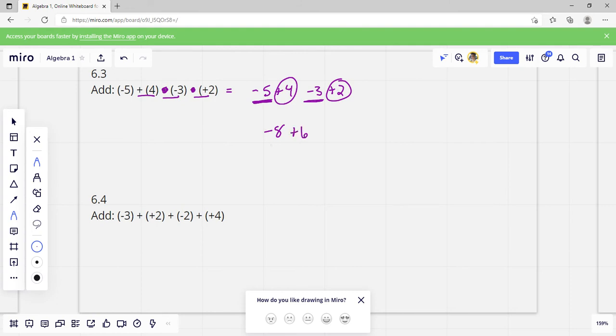All right, so I owe $8. I pay back 6 of it. I'm still going to owe 2. Okay, so the easiest way is to group all your ones that are the same.